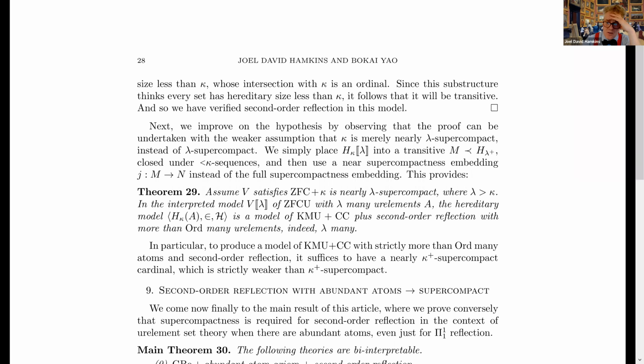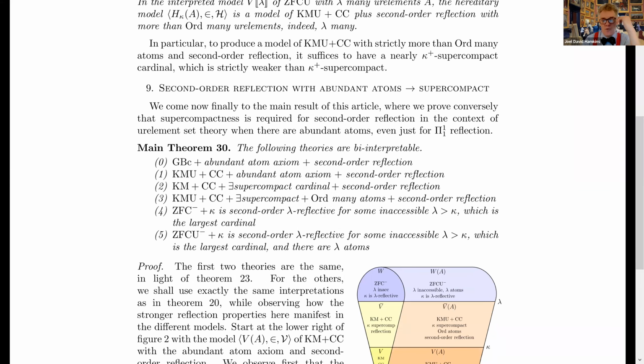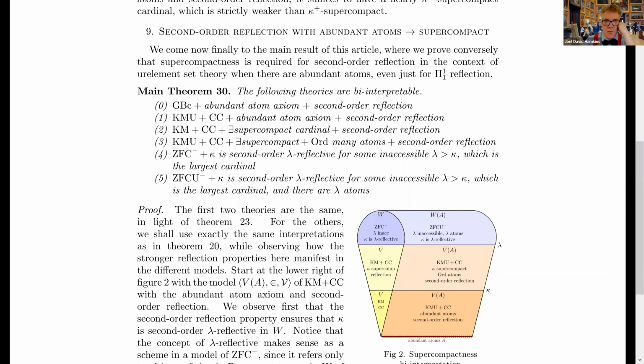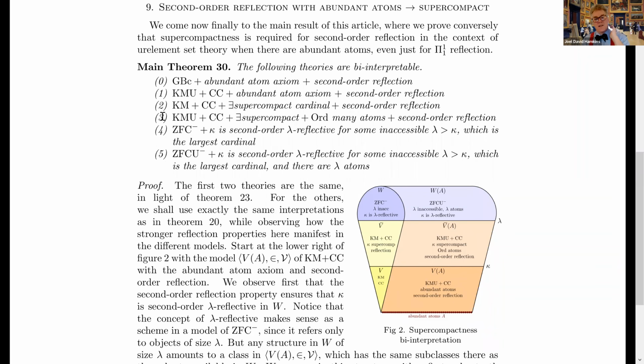So let's now move to the main theorem finally. What I claim is that the following theories are bi-interpretable. If you have Gödel-Bernays plus the axiom of choice for sets plus the abundant atom axiom plus second order reflection, actually this theory is identical to the next theory for the reasons that we discussed earlier, KMU plus CC plus abundant atoms plus second order reflection.